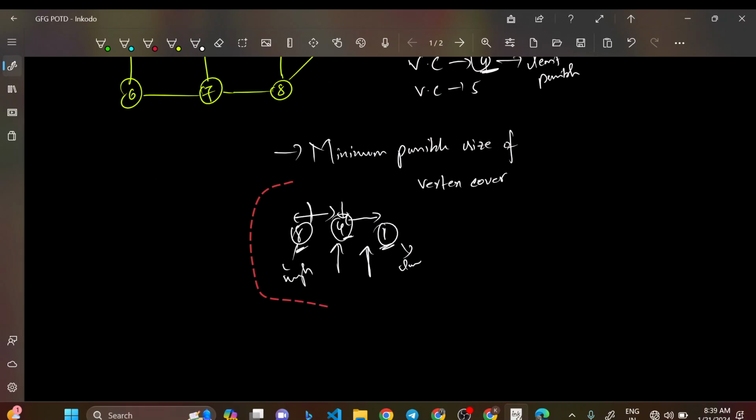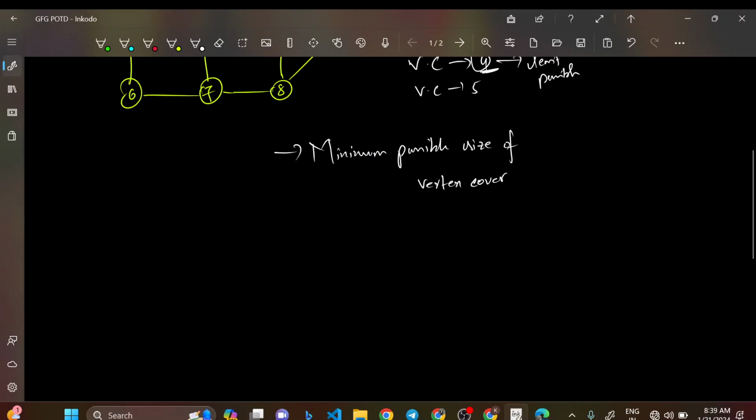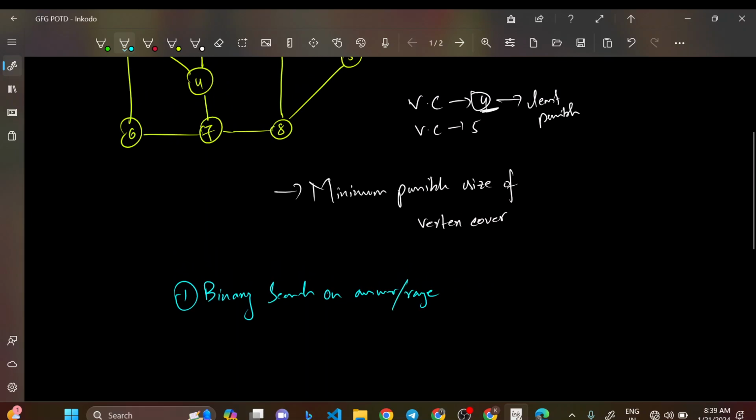So I hope you people have understood. So the very first step for this approach is binary search. Okay, binary search on answer or range, anything is the same. So basically we are having 8 vertices. Now we are trying to take any k vertices out of it, and we need to make sure that k is as least as possible. Okay, in this particular case, the k turned out to be 4, isn't it? 4 vertices is the least thing.